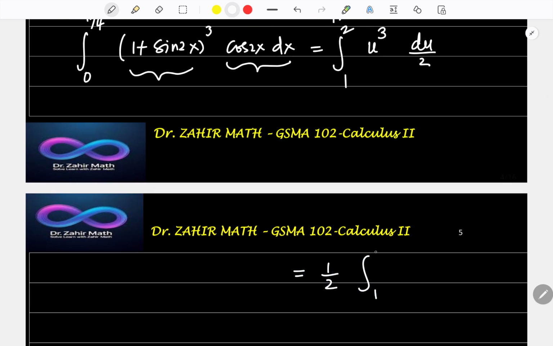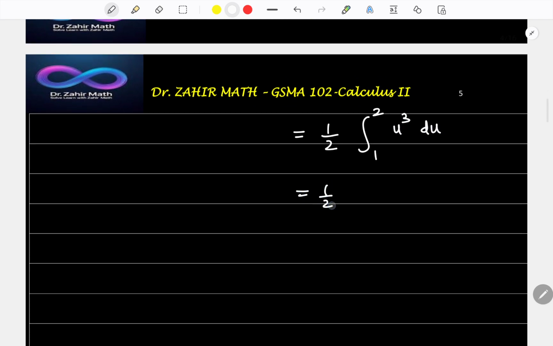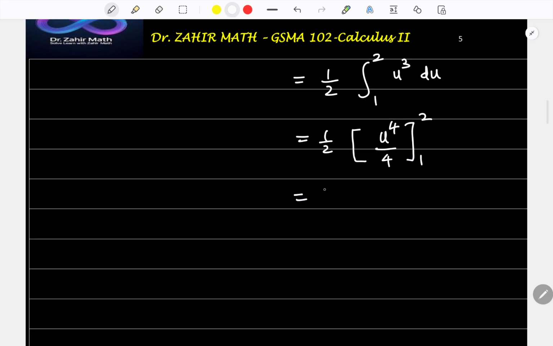Take 1 by 2 out. Integral 1 to 2, which is u cube du. So this equals 1 by 2. What is the integration of u cube? u power 4 divided by 4, which is 1 to 2. Right. So this equals 1 by 2 times upper limit substitution 2 power 4 divided by 4 minus lower limit substitution 1 power 4 divided by 4.